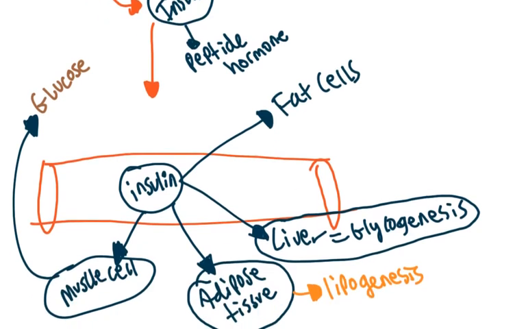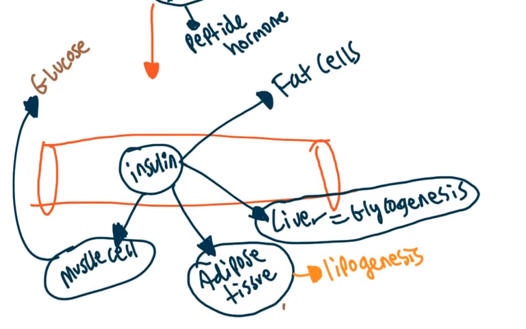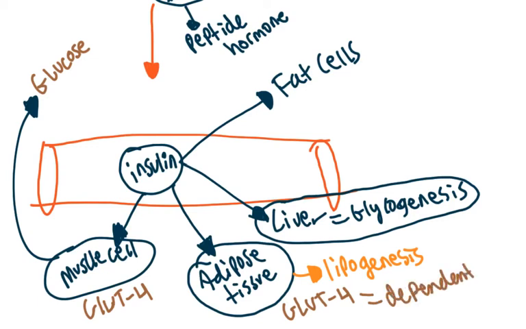Because remember, your muscle cells and your fat cells have GLUT4 receptors on them, all right? So glucose transporter receptors type 4, and GLUT4 receptors are dependent upon insulin. They need insulin in order for glucose to come through these receptors. So that's why when insulin binds to your muscle and fat cells, then we see a lot of glucose coming in, or a lot of glucose coming in through your GLUT4 receptors.